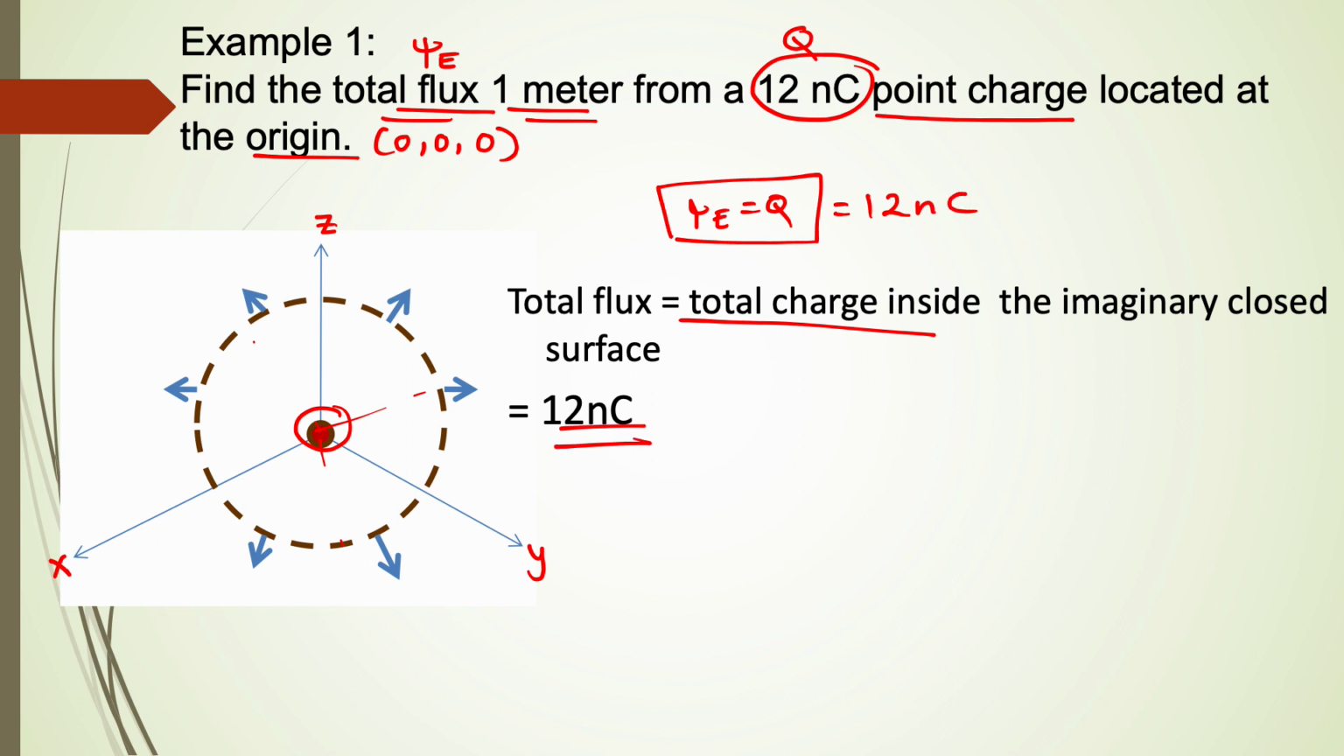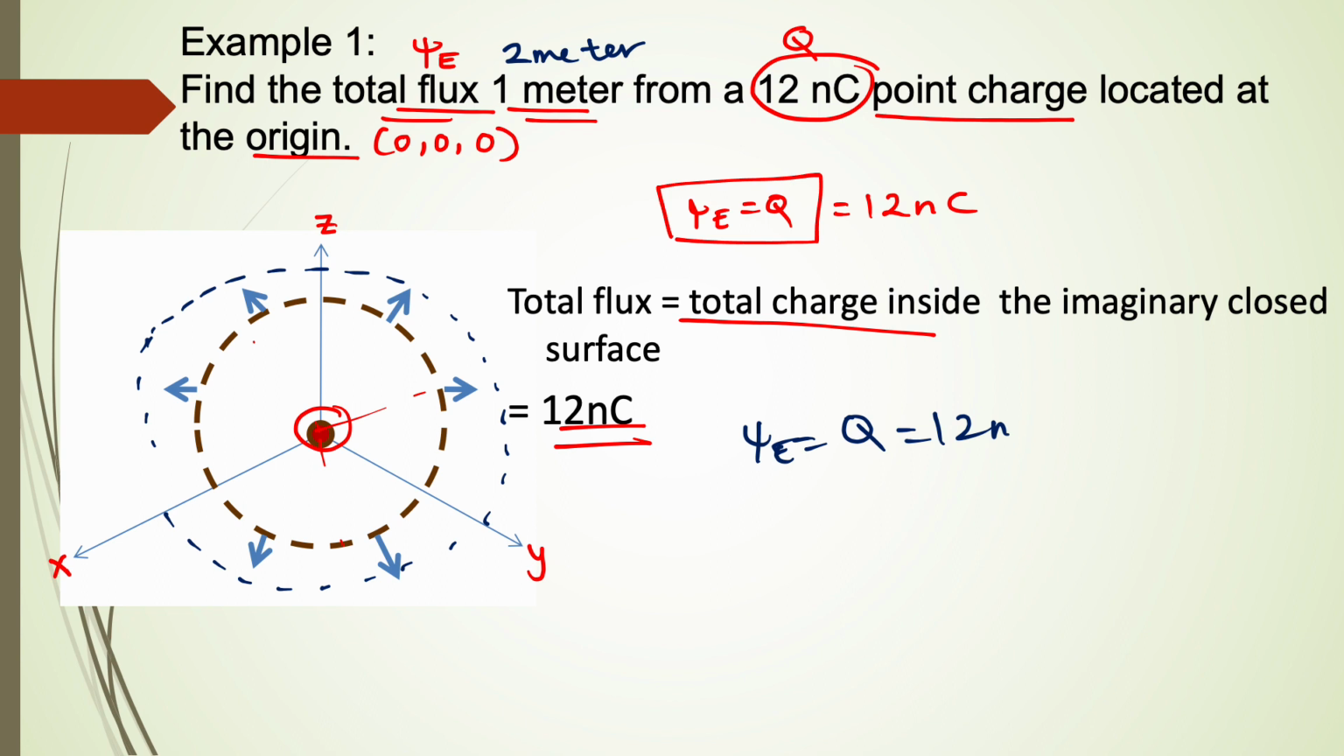Alright, so now I would like to twist this question. What if they ask you to find the total flux at 2 meter? At 2 meter now, of course, the imaginary line is going to look much larger. The imaginary line has become larger because it is 2 meter away. So how much is the total flux? Will the total flux increase? What is going to happen with the total flux?